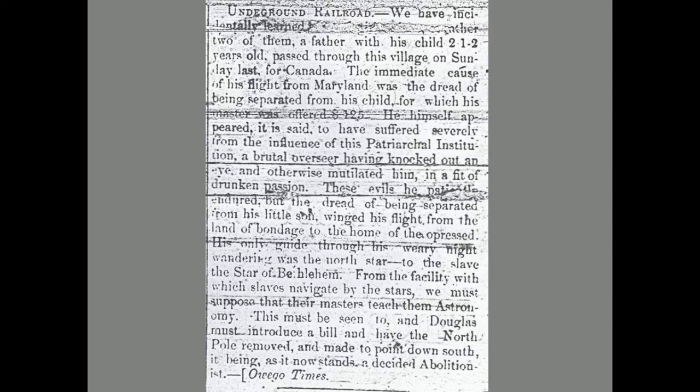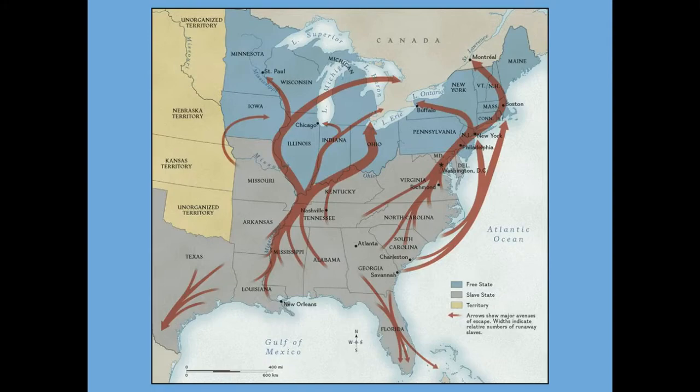All right, now this Underground Railroad was not really a railroad. It was not really underground, and it wasn't really a trail. It wasn't just in one place. These are some of the more common routes that people may have taken to escape. But there's not one trail, there's not one way of doing it. Different people went different ways.